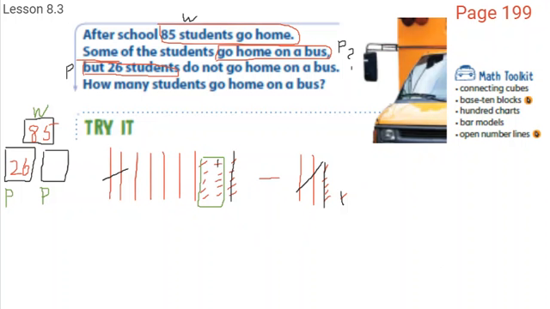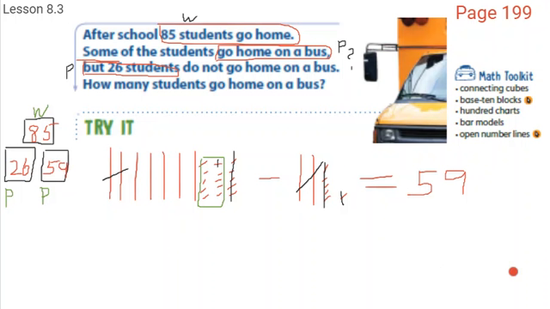So what does that equal now? Let's count up the tens. 1, 2, 3, 4, 5. There's 5 tens. So I'm going to put 5 tens. And then 1, 2, 3, 4, 5, 6, 7, 8, 9. So I have 59 as my answer. 59.